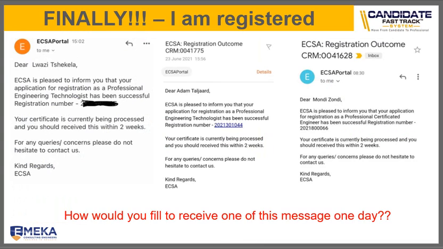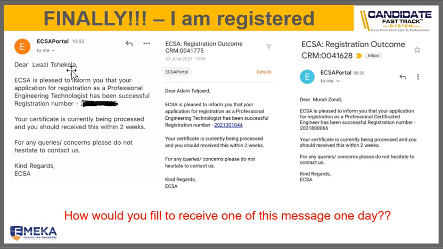I've actually taken some of the emails from my students. This is Lwazi, and this is the feeling he had when he got this email from ECSA saying, ECSA is pleased to inform you that your application for registration as a professional engineering technologist has been successful, and the registration number. Obviously, hide the registration number. I don't know why, because it's easy to find the registration number.